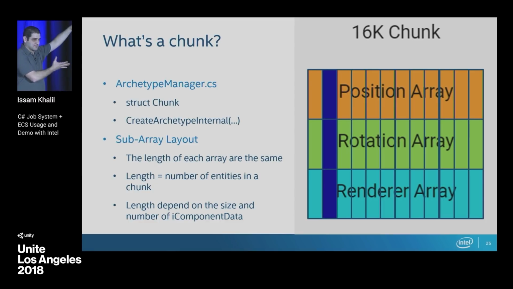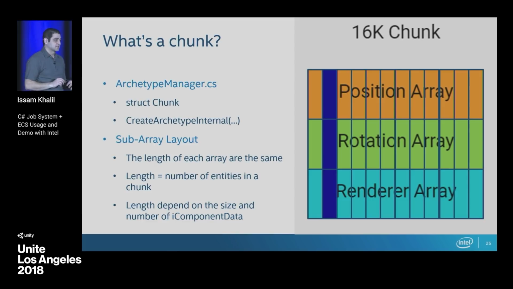But the concept is this. We have a 16K chunk. My archetype says I'm going to have three IComponentData in it. So what really happens is that the 16K chunk gets separated into three subarrays. On my 16K chunk, I'm going to have my position subarray, a rotation subarray, and a renderer subarray. It looks 2D right now, but in memory it would be position, followed by rotation, followed by renderer.